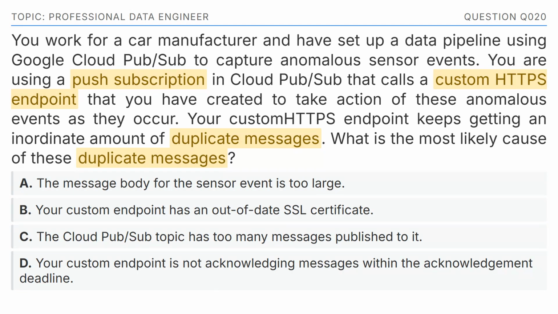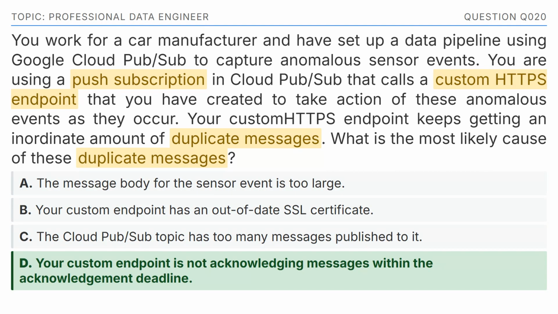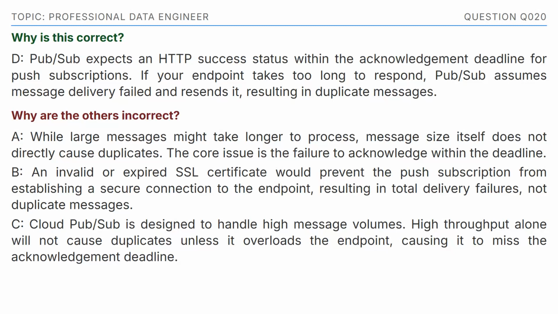To arrive at the correct answer, we focus on the keywords: push subscription, custom HTTPS endpoint, duplicate messages. The correct answer is Option D. Your custom endpoint is not acknowledging messages within the acknowledgement deadline. Why is this correct? D. Pub/Sub expects an HTTP success status within the acknowledgement deadline for push subscriptions. If your endpoint takes too long to respond, Pub/Sub assumes message delivery failed and resends it, resulting in duplicate messages.